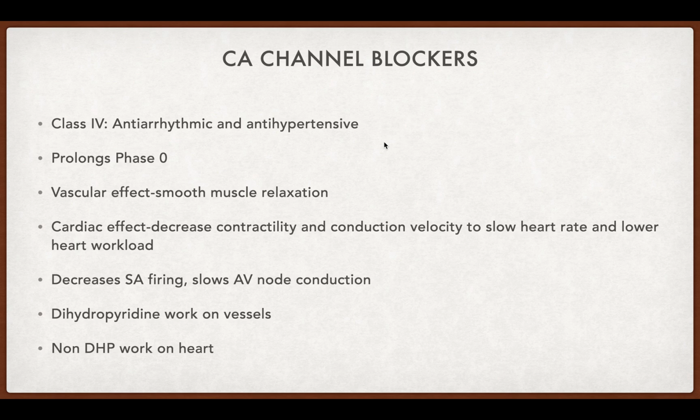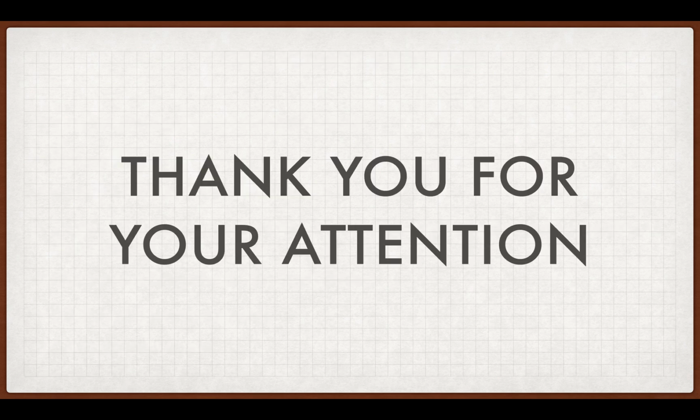The antihypertensive effect is because it's going to squeeze less blood out with a slow contraction, so it's going to bring the blood pressure down. And it also relaxes smooth muscle. The cardiac effect is that, like I said, it's going to decrease contractility and slow the velocity, by decreasing the firing rate and the AV node conduction. And there are two different drugs. There's the dihydropyridine, which works only on the vessels, while the non-dihydropyridine is going to be specific to the heart. Okay, so that's it for now.